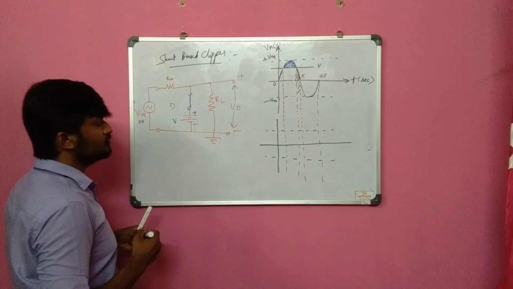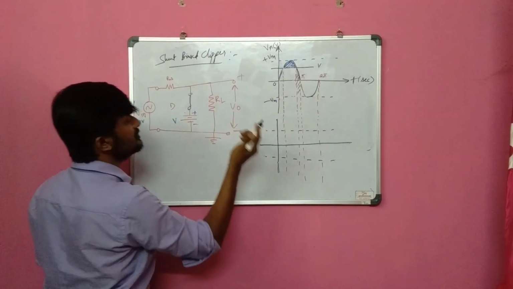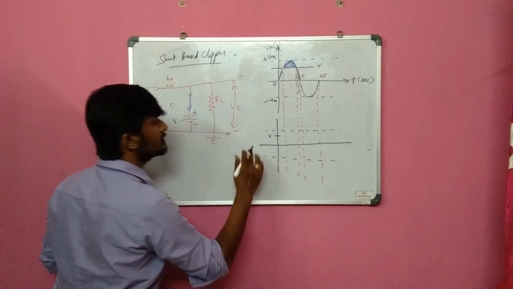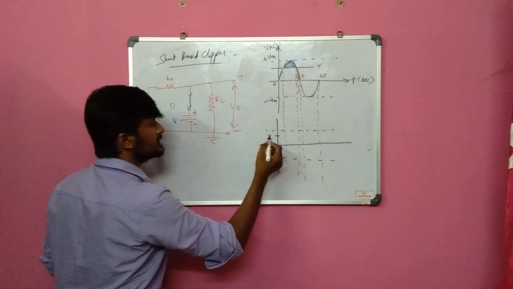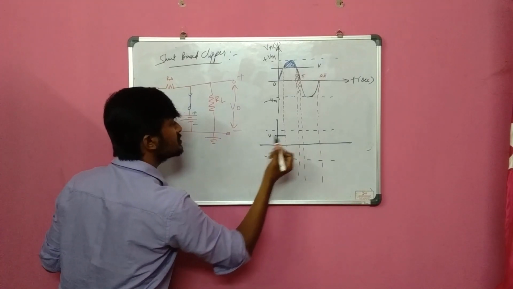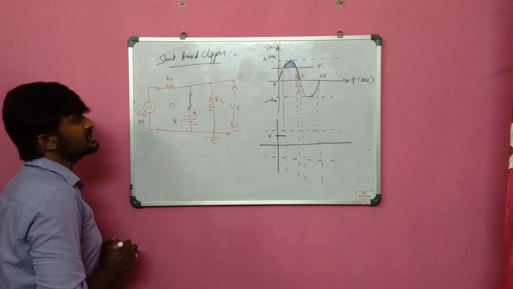Fine. So for the first zone, I am getting what? V as output. So let us mark this particular point as V, voltage V. So I am getting voltage V as the output for the first zone. Now let's see what is happening for the second case.